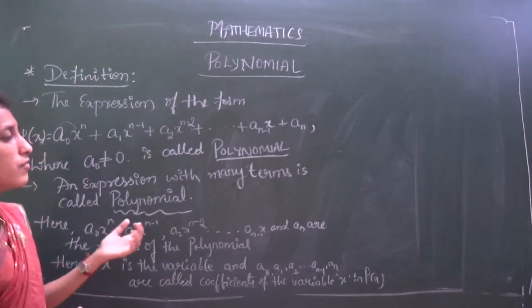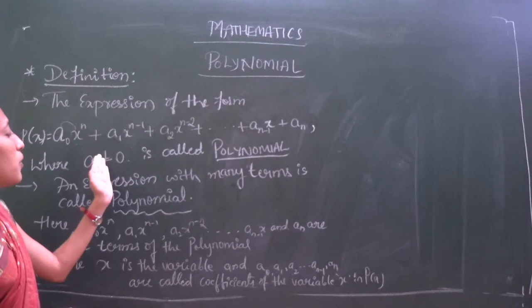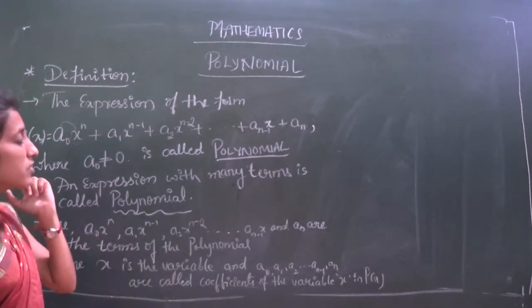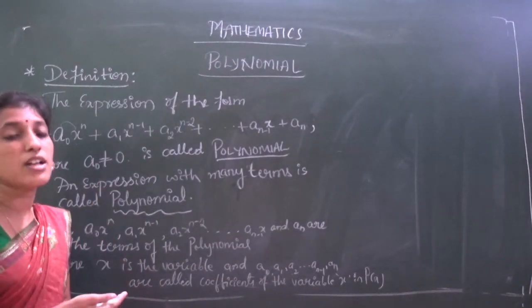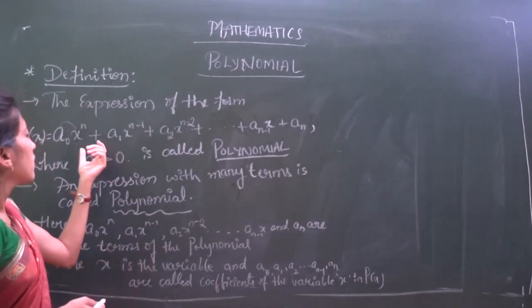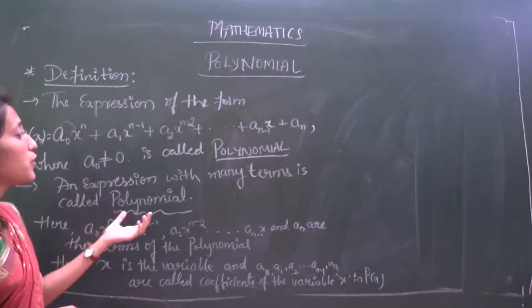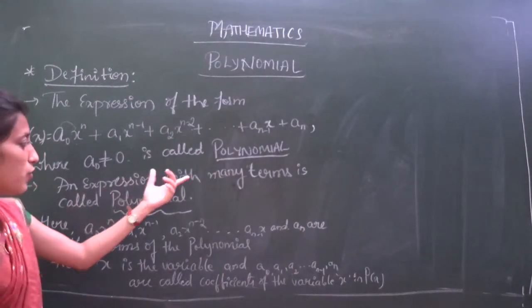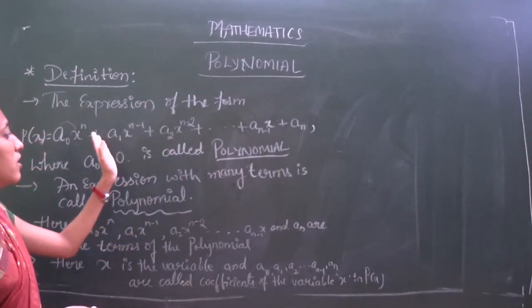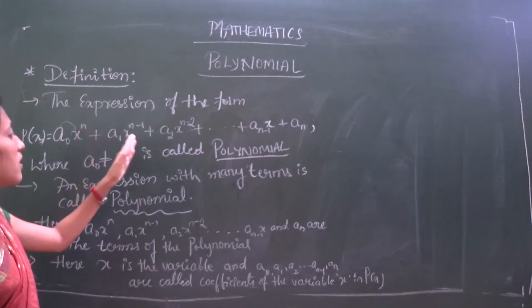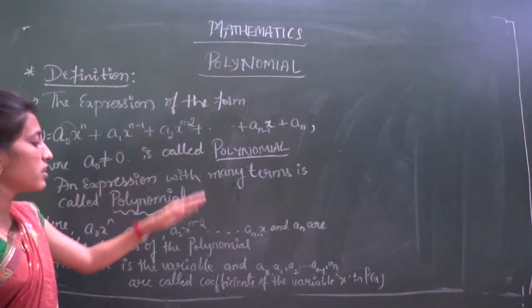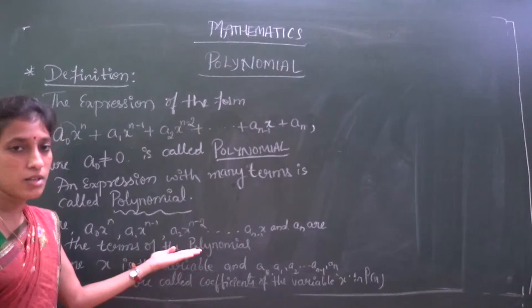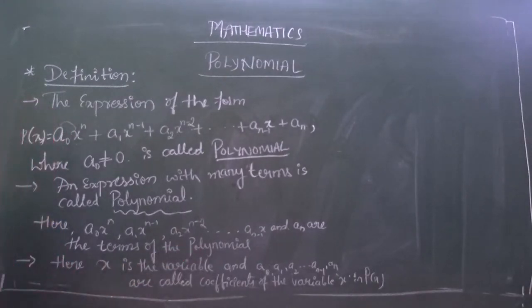Okay, so how to define it another way? A polynomial is a term that consists of variables along with coefficients and the sign. And another way, an expression with many terms. Here the terms are a naught x to the power n and a1 x to the power n minus 1, as I have written in the second point. So this is the definition of a polynomial.